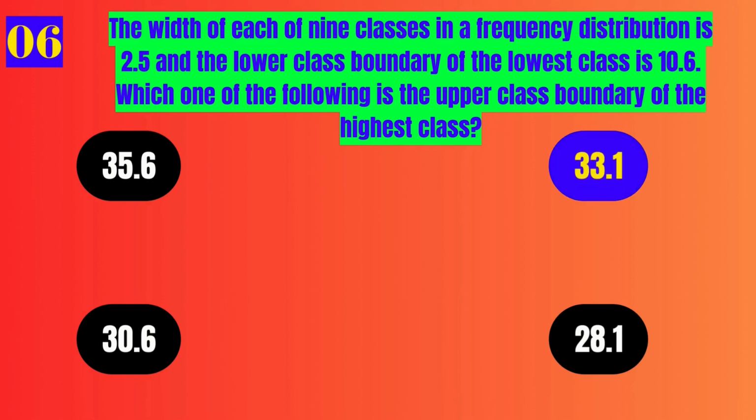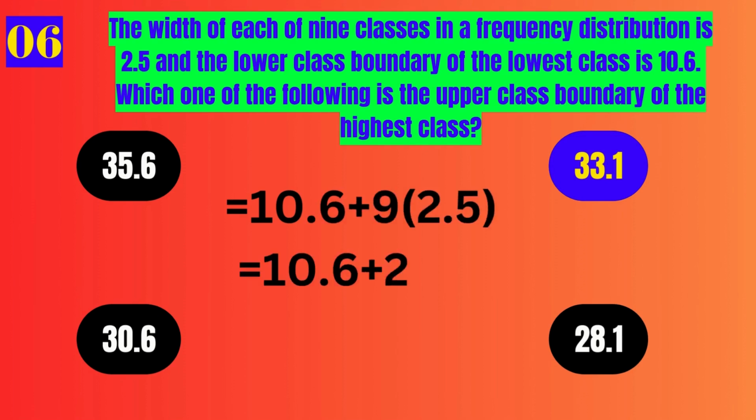33.1. To find the upper class boundary of the highest class, we need to add the width of the classes, 2.5, to the lower class boundary of the lowest class, 10.6, 9 times. 10.6 plus 9 times 2.5 is equal to 10.6 plus 22.5, equal to 33.1. So, the upper class boundary of the highest class is 33.1.